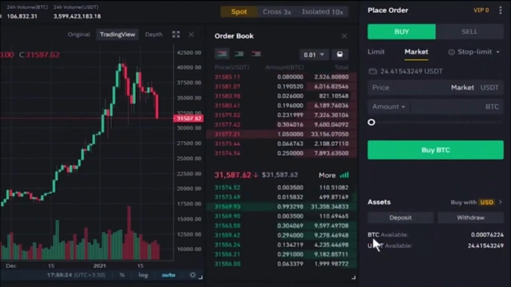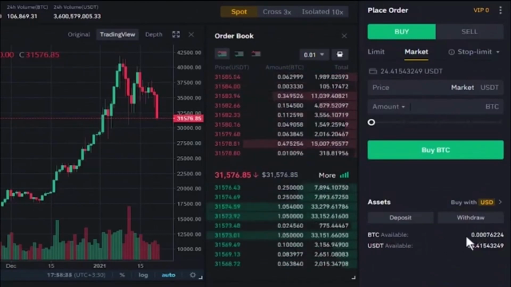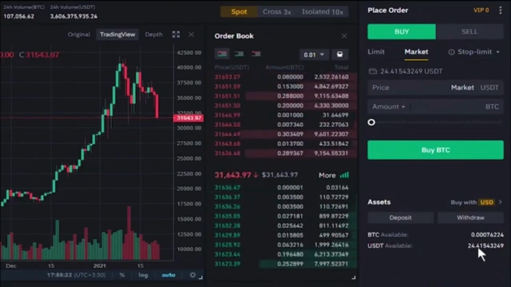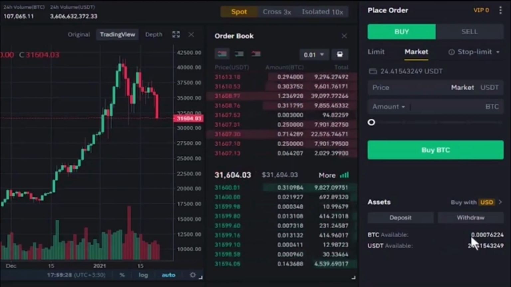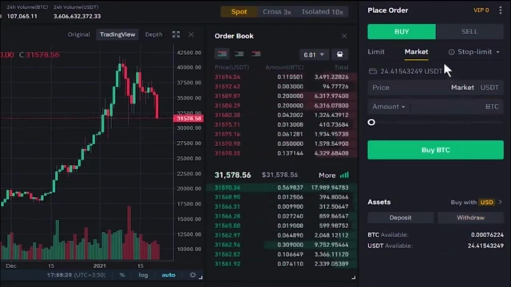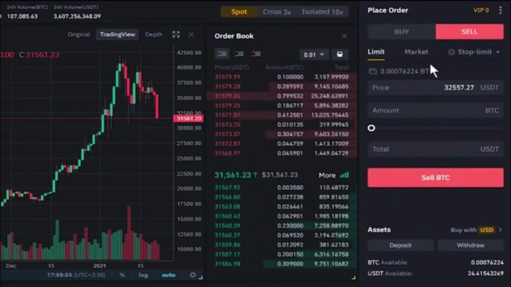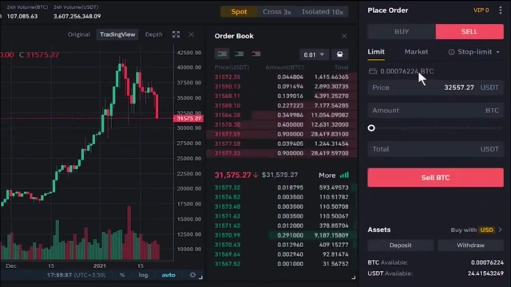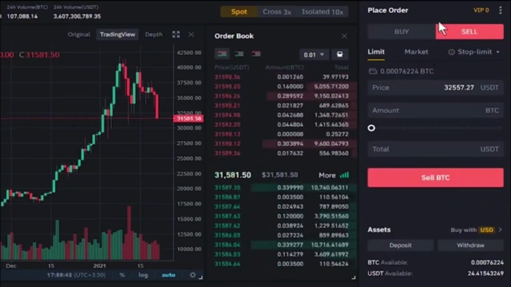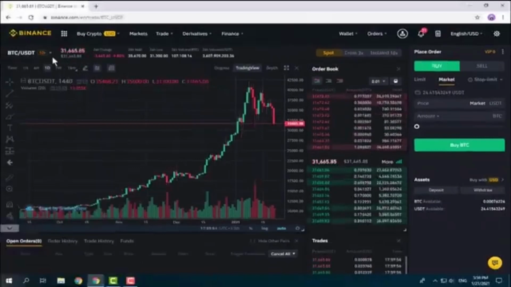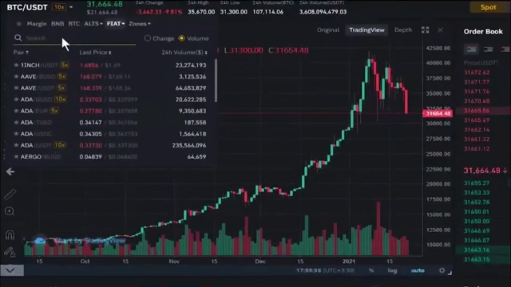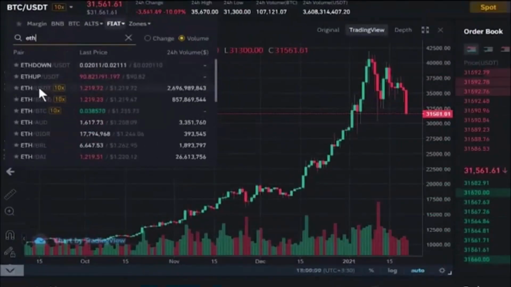And now, as you can see here in the assets, we have Bitcoin available. Because now we have BTC, we can sell the BTC. If we go to sell tab, you can see that we have Bitcoin available to sell. For another example, let's buy Ethereum. Here we search Ethereum, ETH, and here it is.